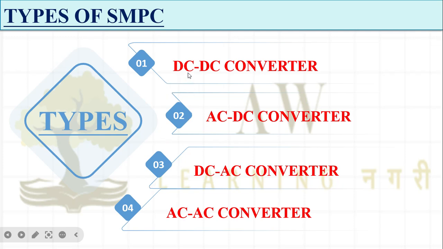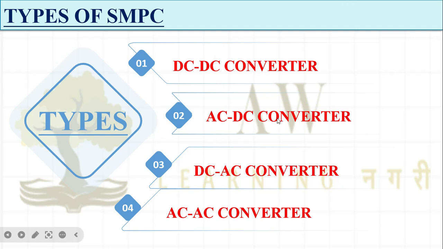So the first one is a DC to DC converter, which converts the DC voltage to DC voltage. Here it may step up the voltage or step down the voltage. Accordingly, we call it a step up DC to DC converter or step down DC to DC converter. Other names for those are buck converter and boost converter. And one more category is there, that is the buck boost converter.